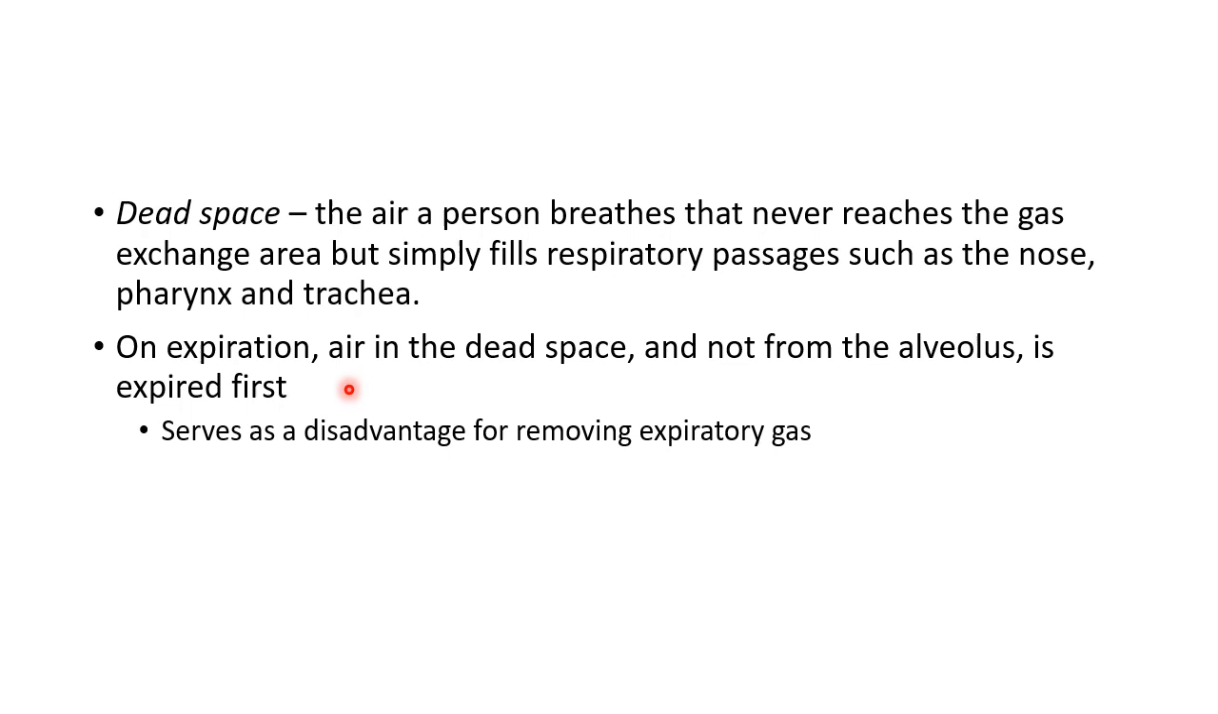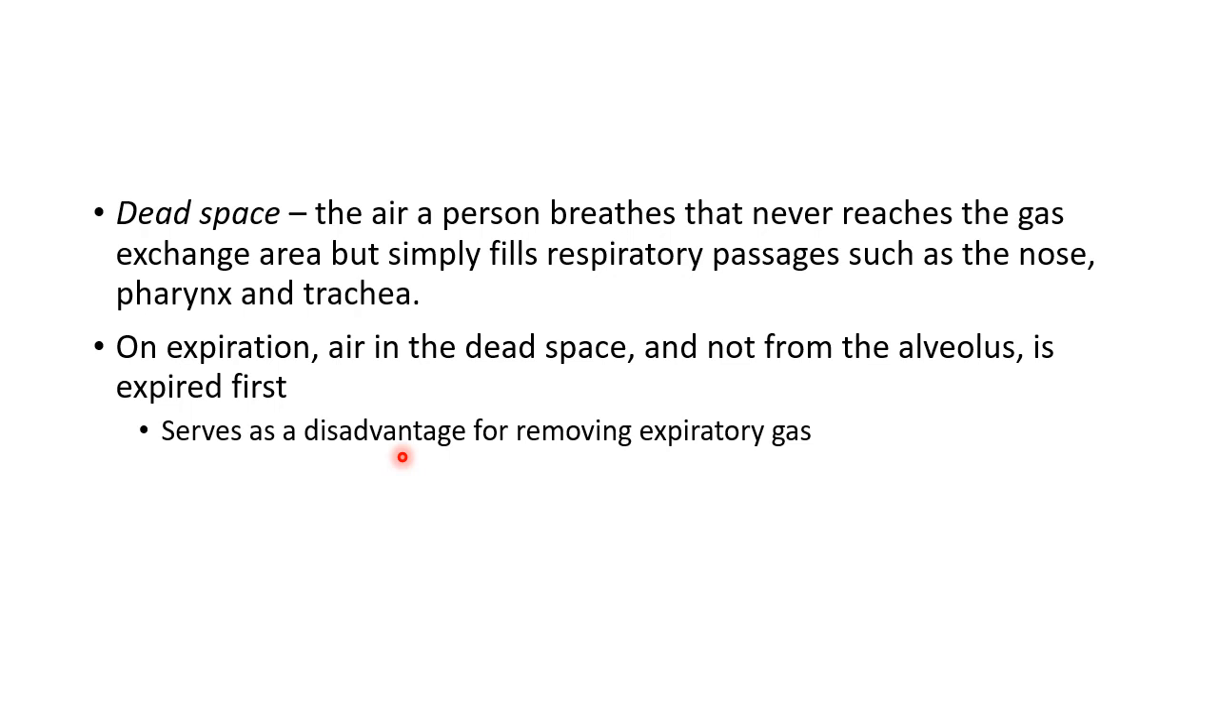However, what happens? When air moves out, the air that is in the dead space, meaning the proximal portions of the respiratory tree where there is no alveolus, goes out first, and the air from the alveolus goes out last. So during expiration, the dead space serves as a disadvantage for removing expiratory gas.